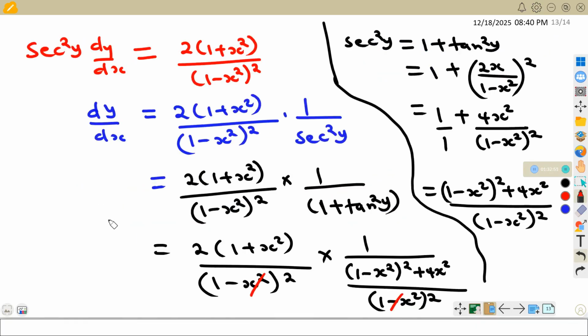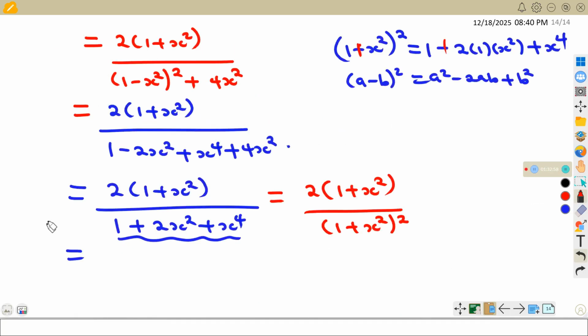So this is still our dy dx. Remember, this is dy dx. So dy dx will be equal to, when you look at this, it will cancel with one of these, and it will be 2 upon 1 plus x squared. And this is actually the required answer. So that is what was basically required from us.